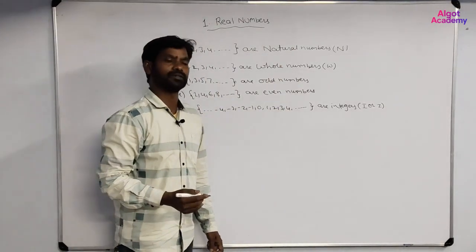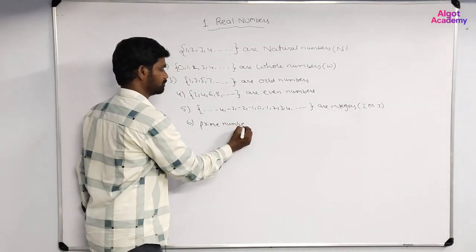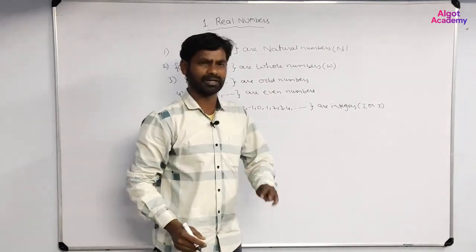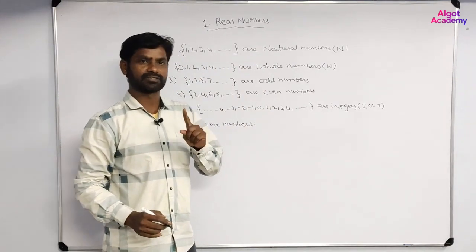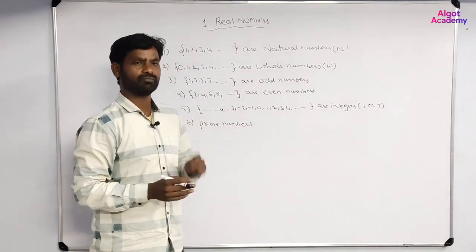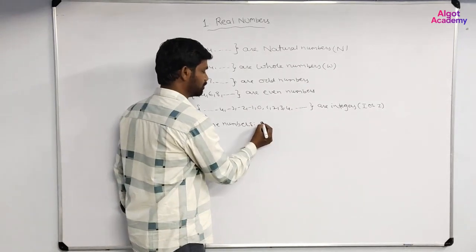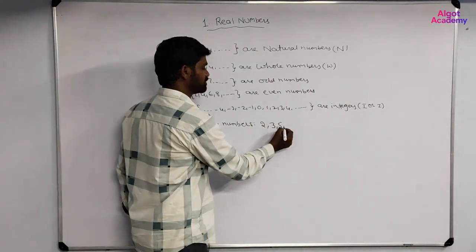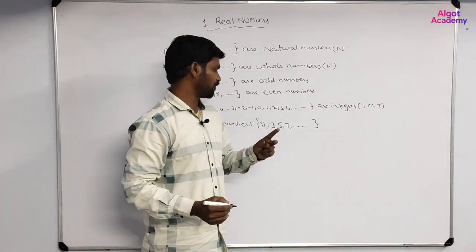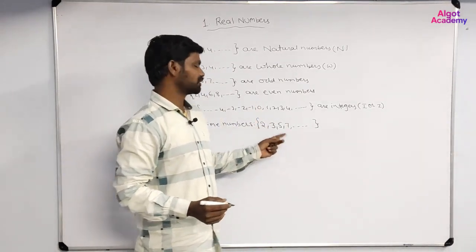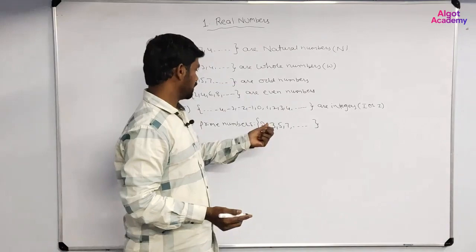Next numbers are prime numbers. So what are prime numbers? The numbers which have exactly two factors, that is 1 and the number itself, are called prime numbers. For example, 2, 3, 5, 7, and so on. 2 has exactly two factors, 1 and 2. Next, 3 has two factors, 1 and 3. The same way, 5, 7, and so on are the prime numbers.